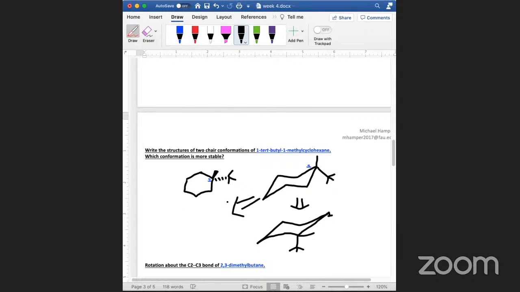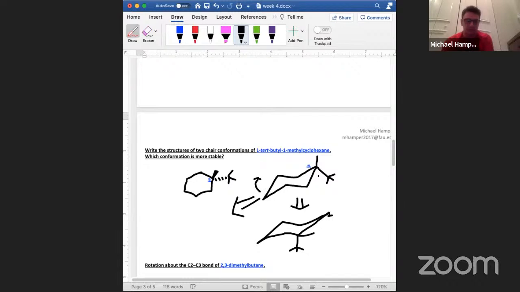So you do your chair flip. So this comes up, this carbon comes down. All right. So because that carbon came down, this is now carbon number 1.